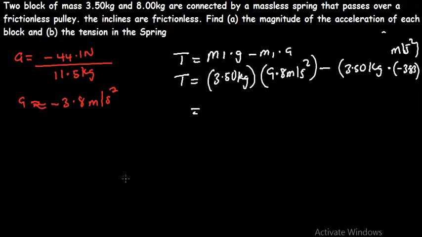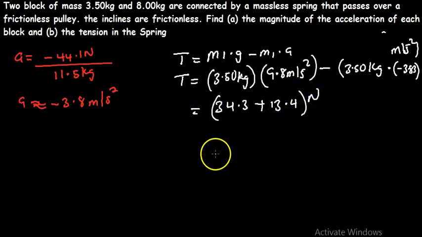At this point, if you multiply 3.50 by 9.8, you end up with 34.3. Then minus is simply going to be negative, because here we have negative 3.50 multiplied by negative 3.83. This is simply going to be positive 13.4. The unit is still going to be Newton. If you add everything on this side, our tension of the spring is simply going to be 47.7 Newton.